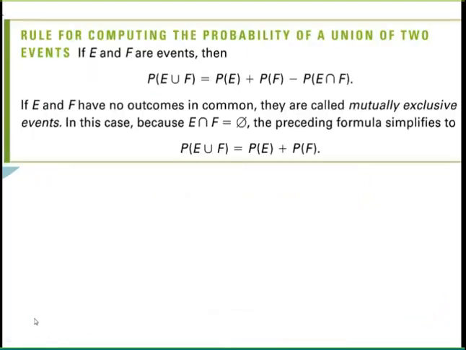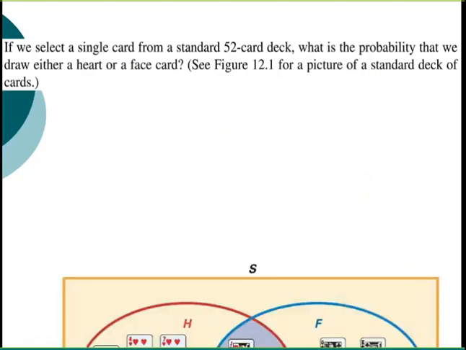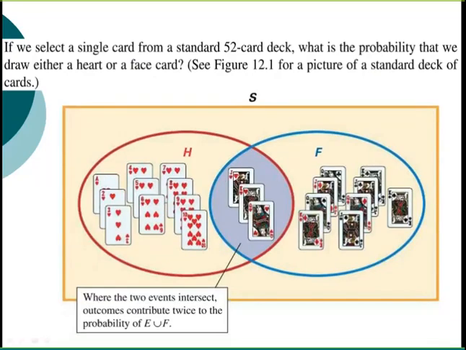So, the rule for computing the probability of a union of two events. You're going to see this notation in your notes or in your assignments on the lab, but here's the formula. We select a single card from a standard 52 card deck. What is the probability that we draw either a heart or a face card?